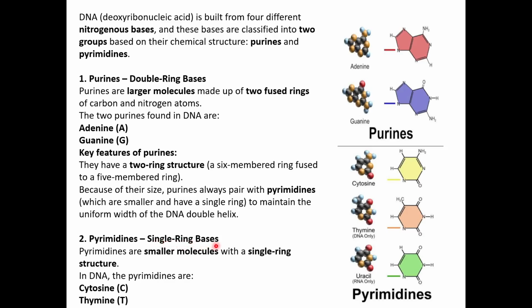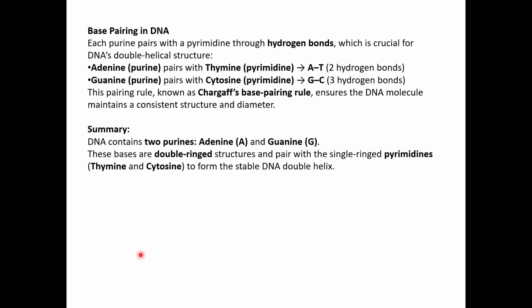Then we also have the pyrimidines, which are single ring structures. You can see each of the pyrimidines here are single ring. In DNA, we have only cytosine and thymine. In RNA, instead of thymine, we have uracil. Then pyrimidines are smaller molecules with a single ring. In DNA, pyrimidines are cytosine and thymine.